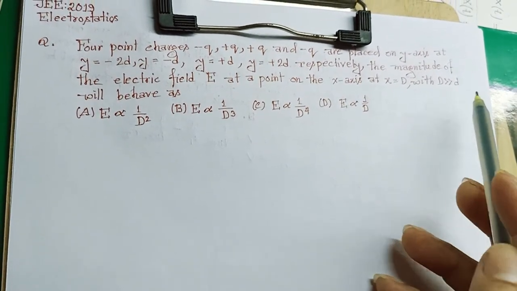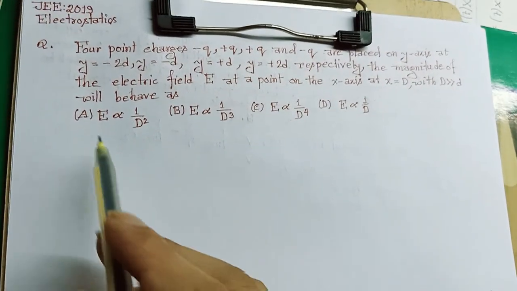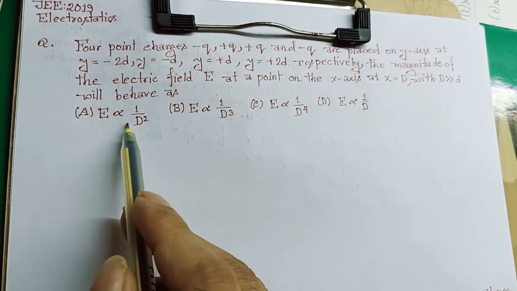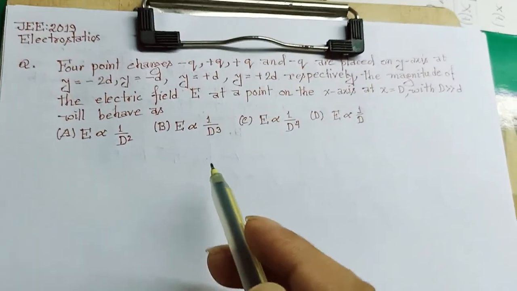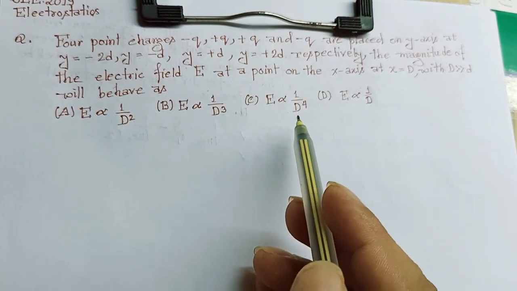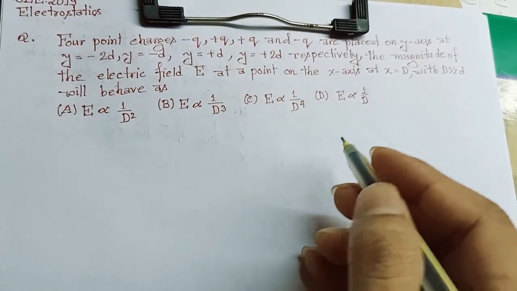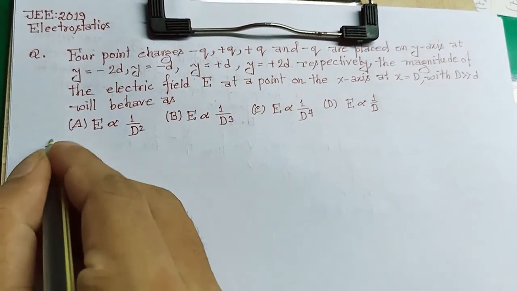for the options given: option A, E inversely proportional to D square; B, E inversely proportional to D cube; option C, E inversely proportional to D to the power 4; option D, E inversely proportional to D. So let's solve this question.